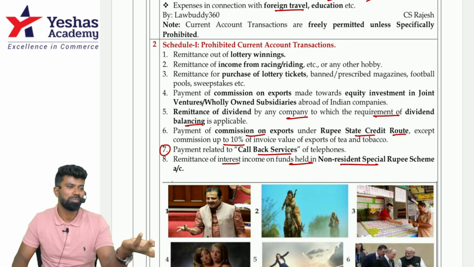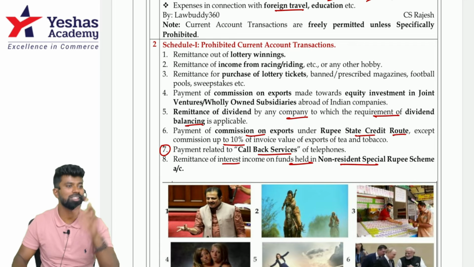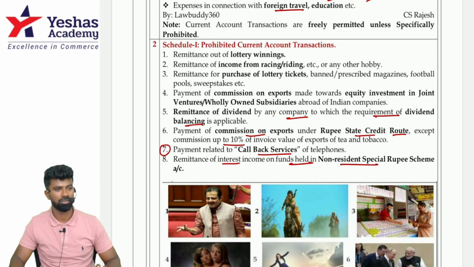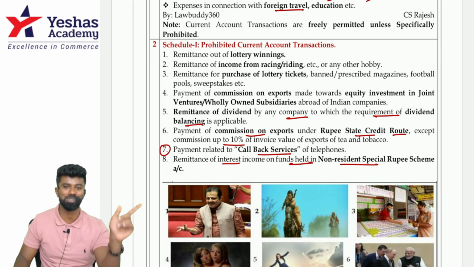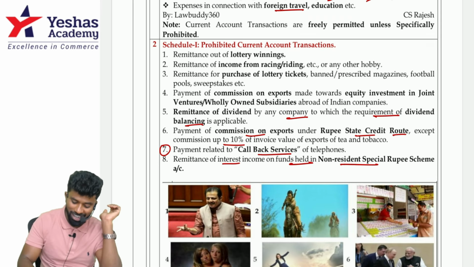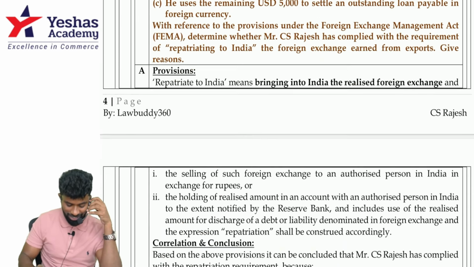Yes, it can be exempted by whom? RBI. That is not mentioned in what? Schedule 1. Clear? So only 8 transactions. How many? 8 transactions which are prohibited as per which schedule? Schedule 1. Are we clear with this? Yes or no?